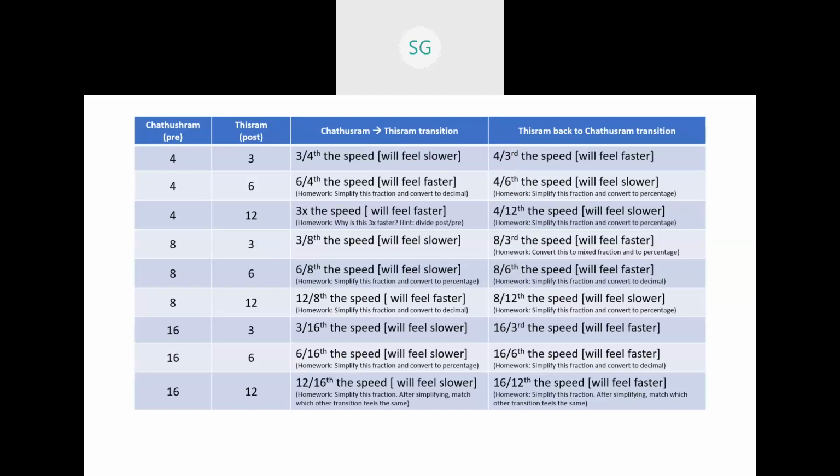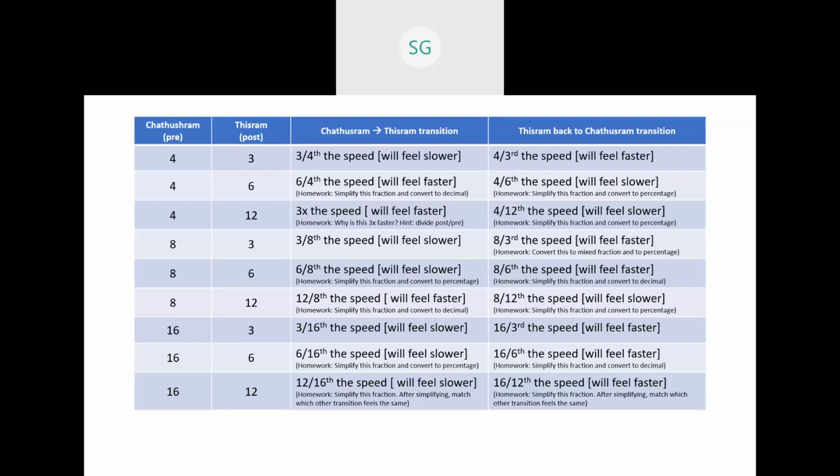Now, I purposefully left it as an unsimplified fraction because you should know how I am getting this fraction. It is always post divided by pre. So if you're going from chathusram to the new nadai, the speed after transition, you have to be prepared to play at 6 over 4 the speed. Okay, so homework. I'm not giving everything away, guys, right? So you need to simplify this fraction and convert it to decimal to see what is the actual. For example, in this case, no human being says 6/4 the speed. We'll say 1.5 times faster.